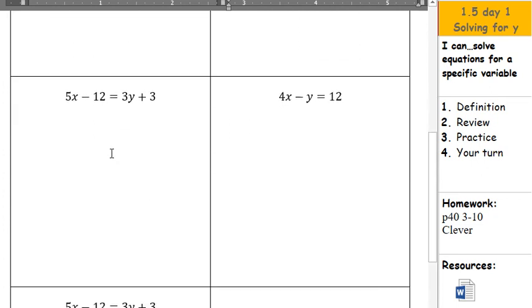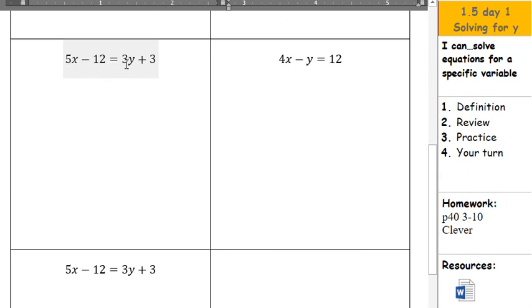Here we go with another problem. Trying to get y by itself. What's nice about this one is that the other variable's already on the other side. So I want you to know that right away, if you want to get y on the left, that's fine. So what I'm going to do is switch these up. I'm going to say this is 3y plus 3 equals 5x minus 12.